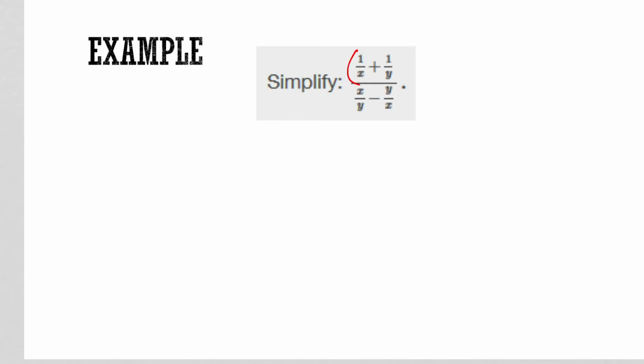So let's multiply the top and bottom by xy over xy. Okay, remember xy over xy is just 1. Multiplying by 1 does not change the value of this thing at all. Okay, so whenever I multiply xy times 1 over x, the x's cancel and I'm left with just plain old y in the numerator. Whenever I multiply xy times 1 over y, the y's cancel and I'm left with just plain old x. When I multiply xy times x over y, the y's cancel and I'm left with x squared.